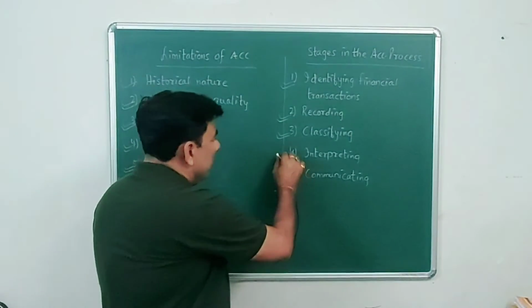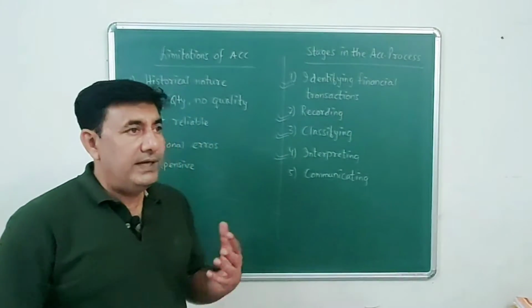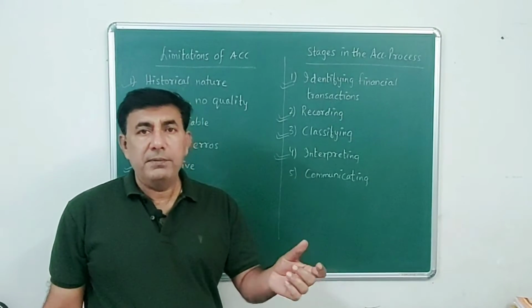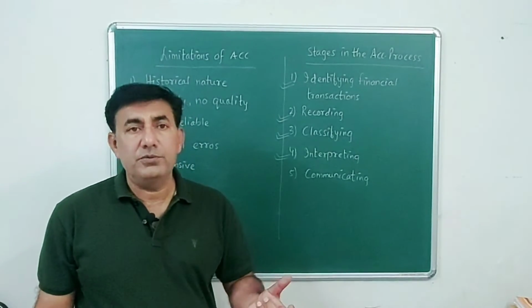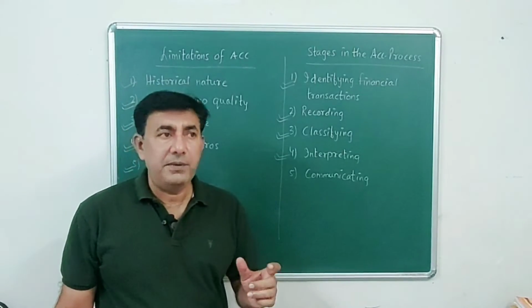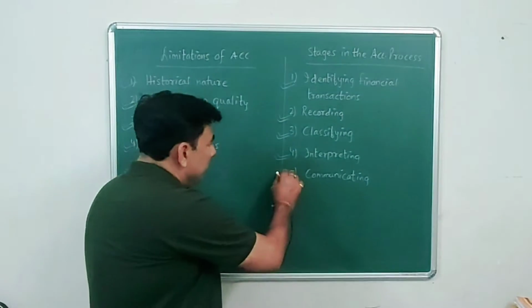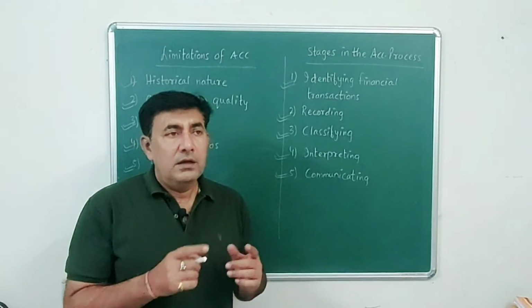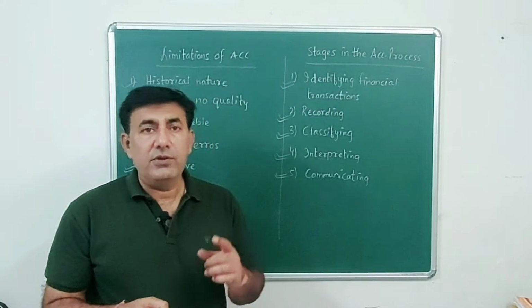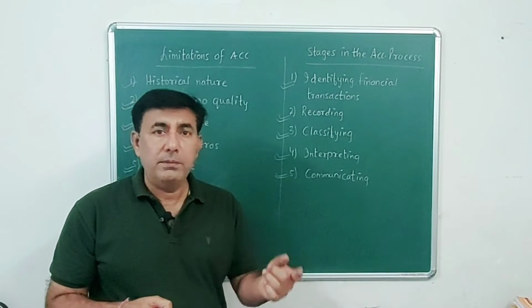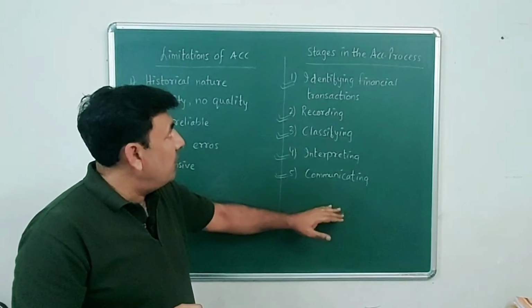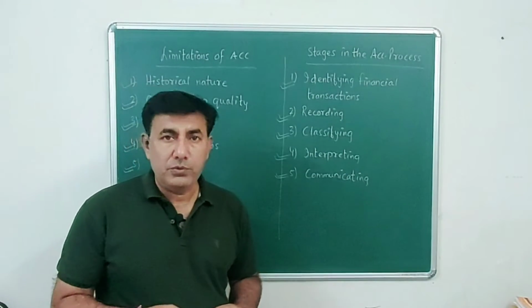Then comes interpreting. We assess and interpret the net results of the figures. What is the debit balance? What is the credit balance? How is the position? That is called interpretation. Then comes communicating. Whatever results you get after interpretation, you will pass on that information to the interested users, to the management and to others, right? So this is a very important one, the different stages of the accounting process.